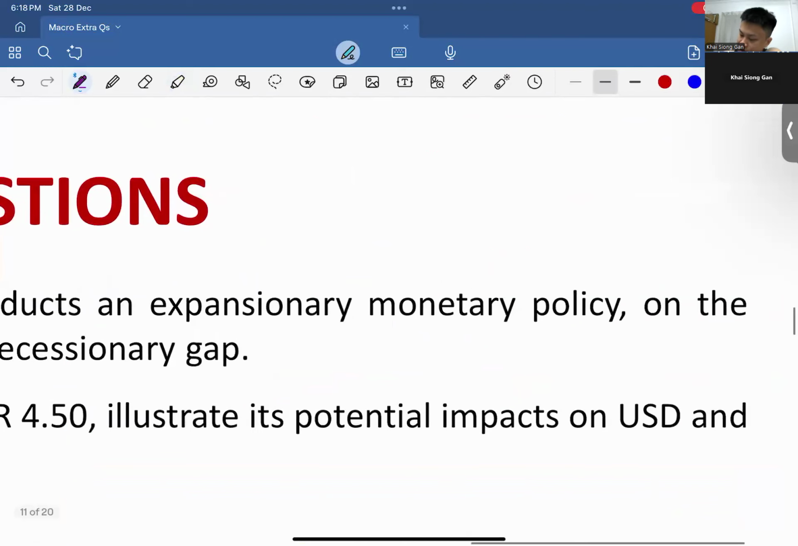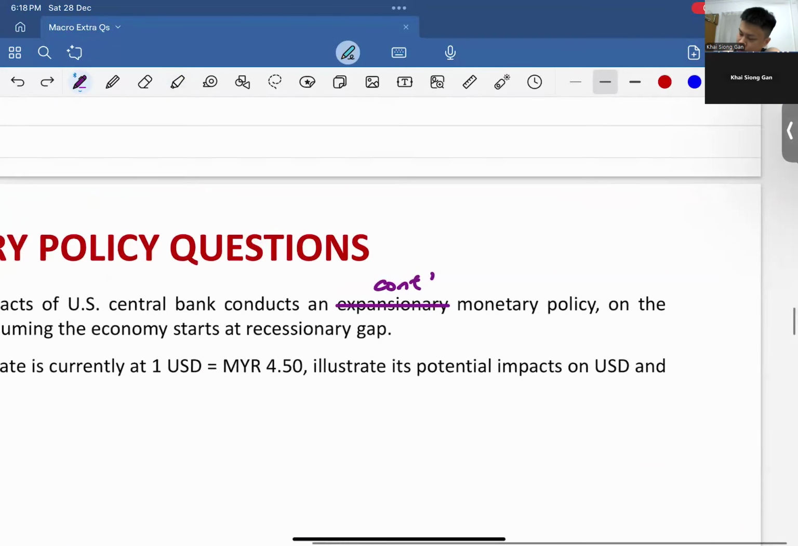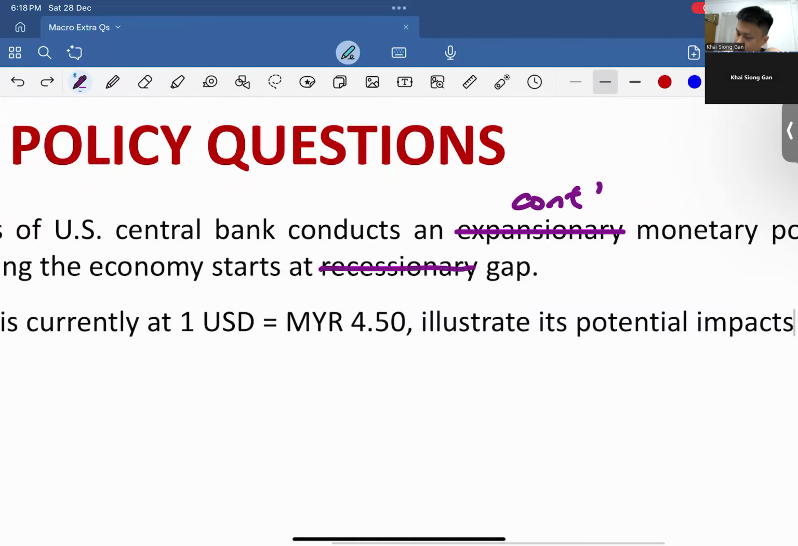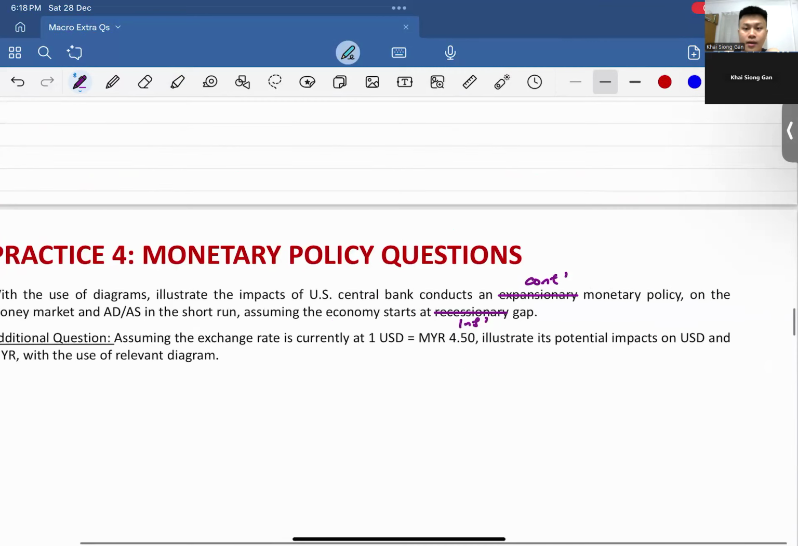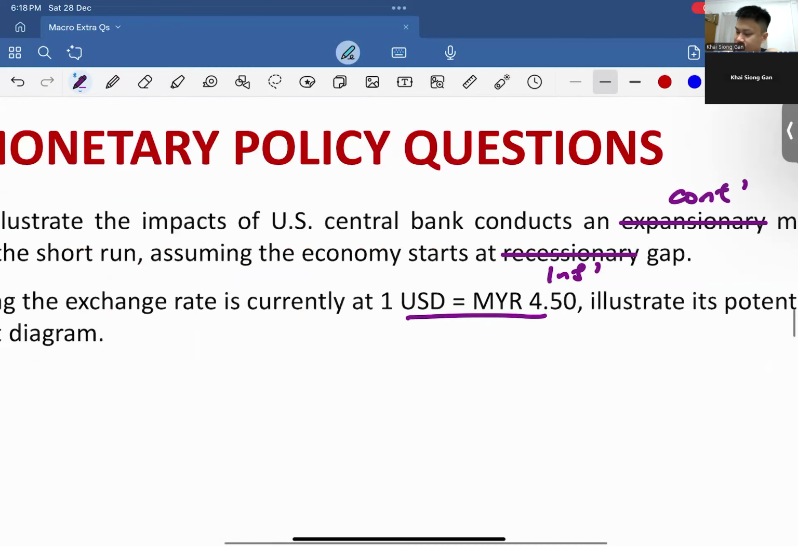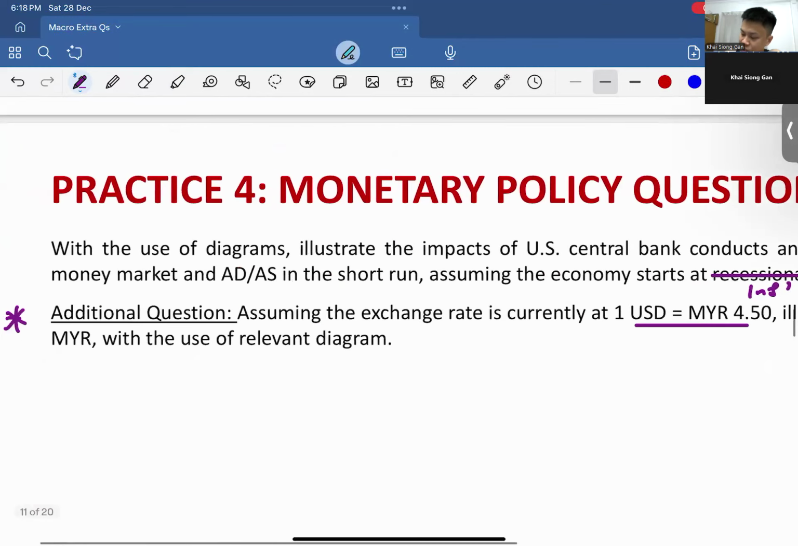The US central bank conducts a contractionary monetary policy. Assuming the economy starts at an inflationary gap, and also I still want you to challenge more by having this additional question: assuming it starts with this, what would be the impact on the exchange rate diagram?